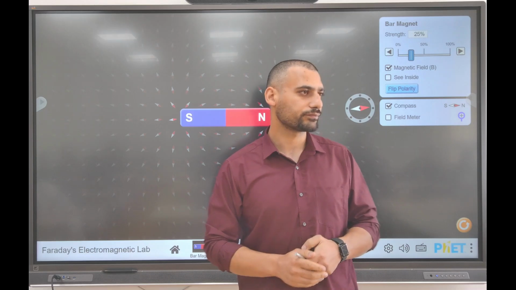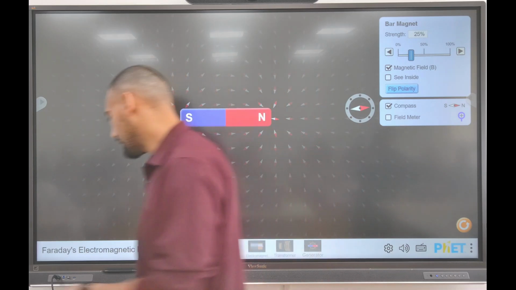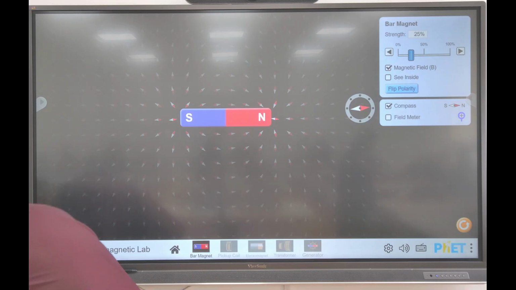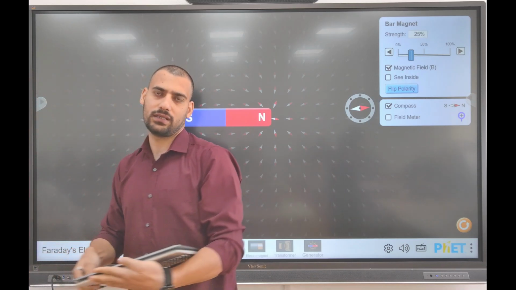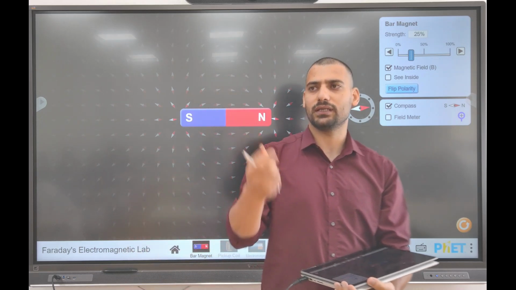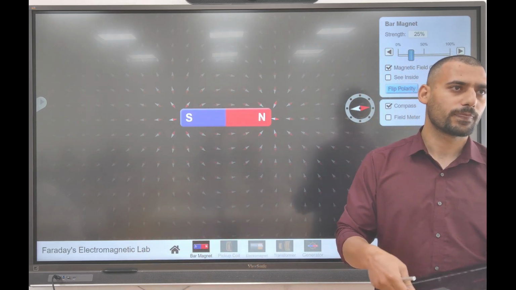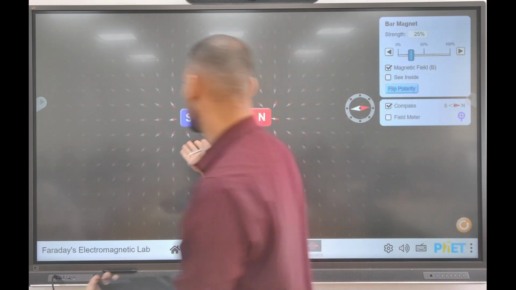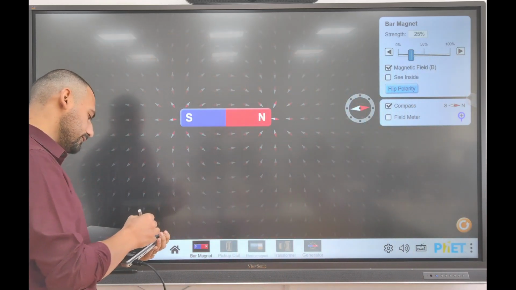So what he did and how he did that, we'll try to understand it from the simulations today. So first of all, what I have with me is a bar magnet. I hope you know what is a bar magnet. Have you used a bar magnet before? Yes or no? Yes. It looks like this. It has a north pole and a south pole, right?